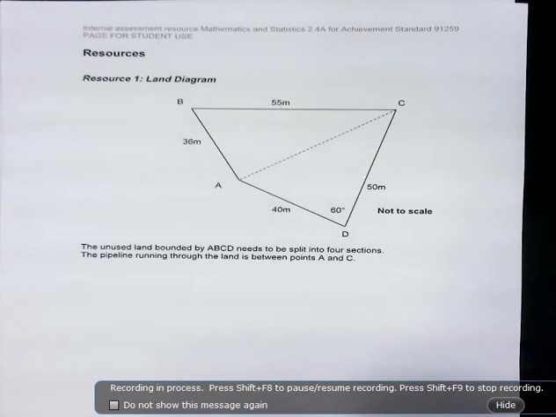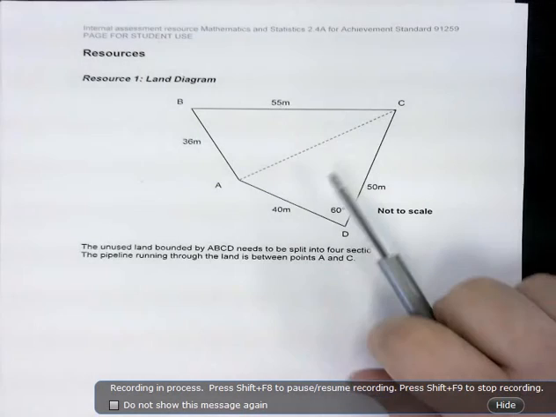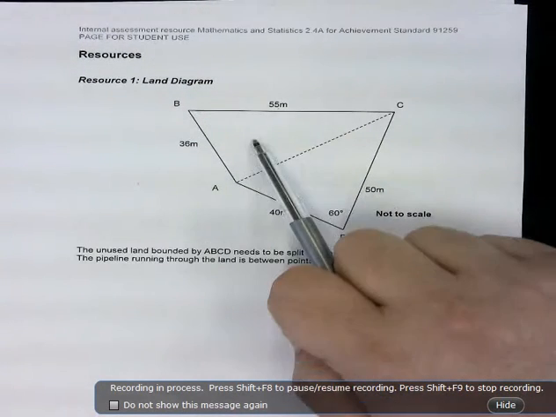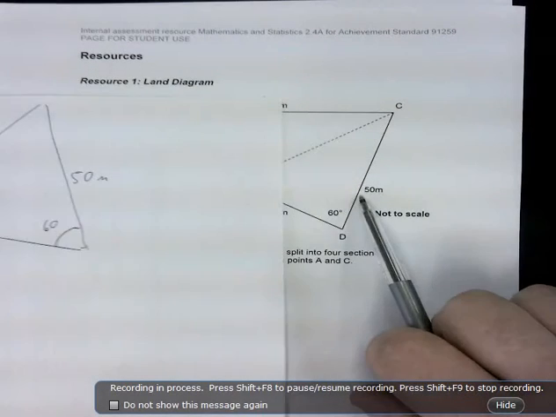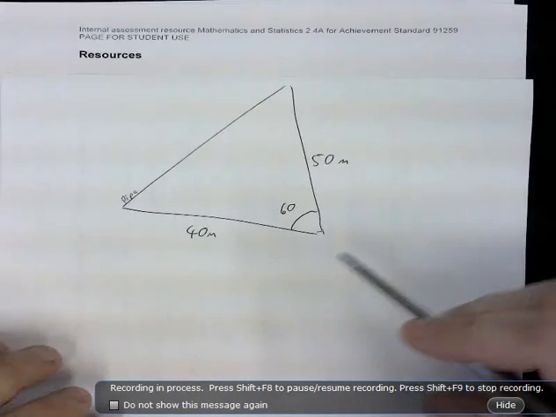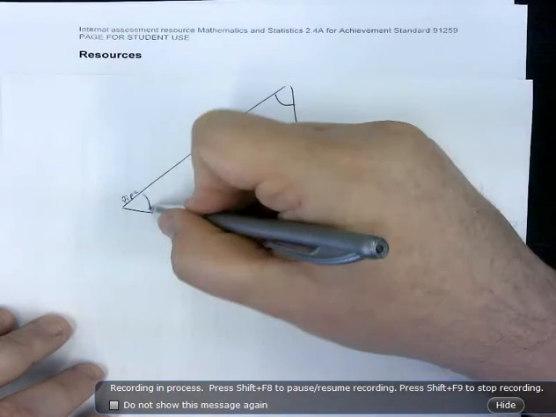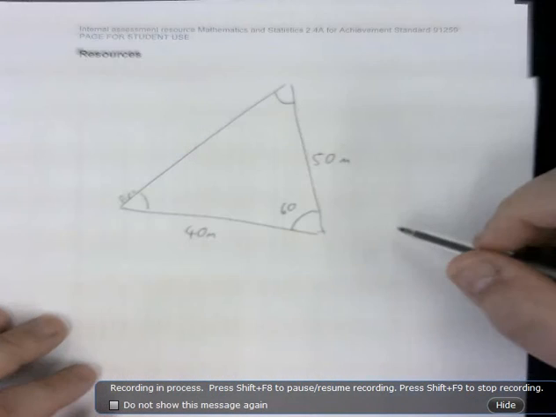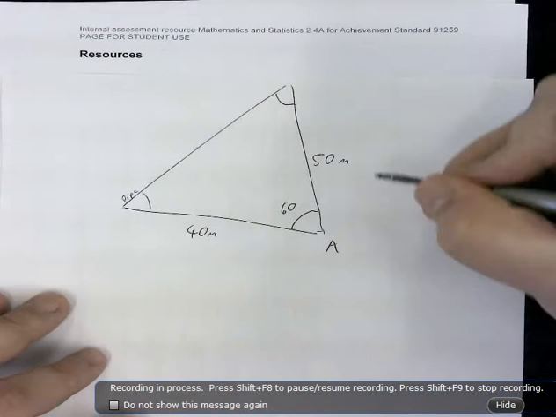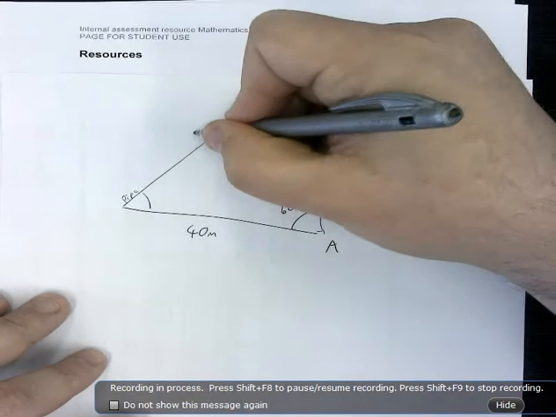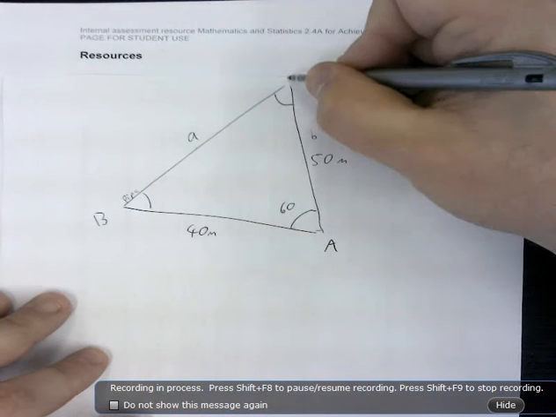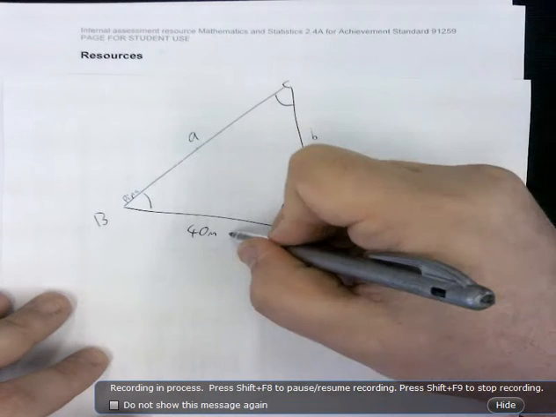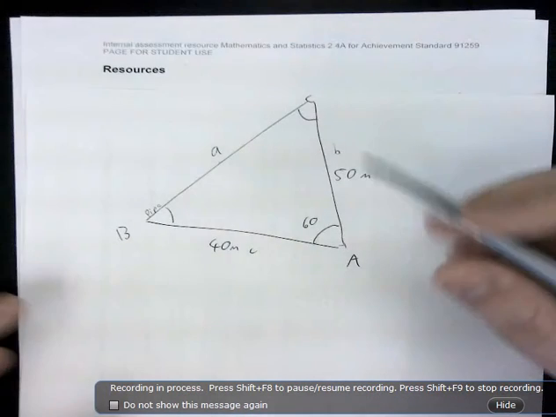So first of all, I'm going to break the triangle down into 2 parts. This is the first triangle we'll deal with, then we'll deal with this one here. So I've drawn just this triangle here, and now we just want to work out these angles and the side here, which is the pipeline. So if I call this angle A, and this one will be side A, this can be B, this can be side B, this can be C, and this can be side C. Now we can just use whichever rules we think we need.